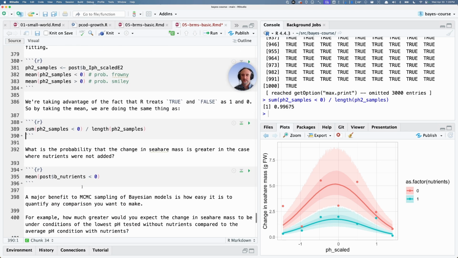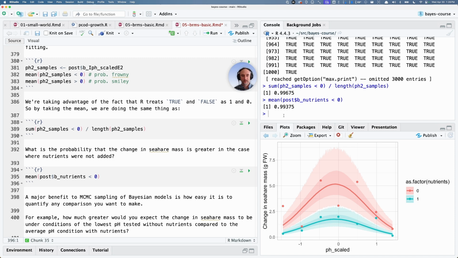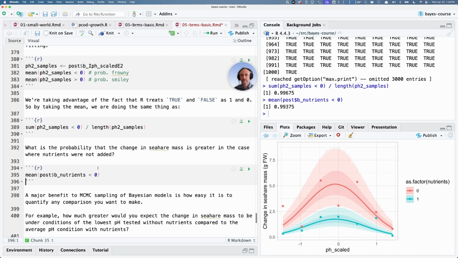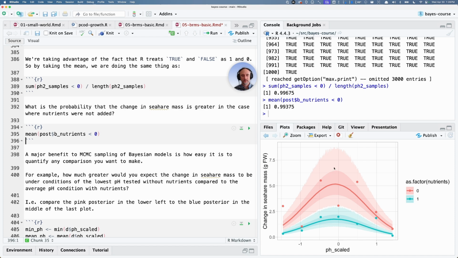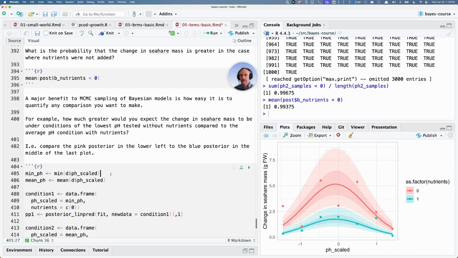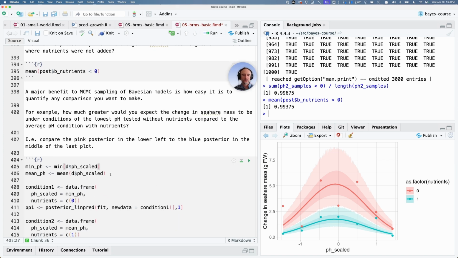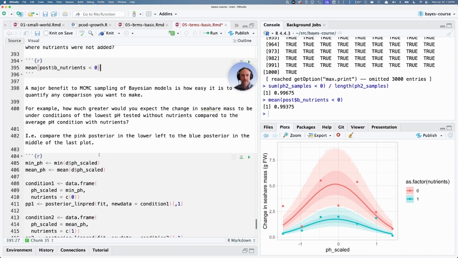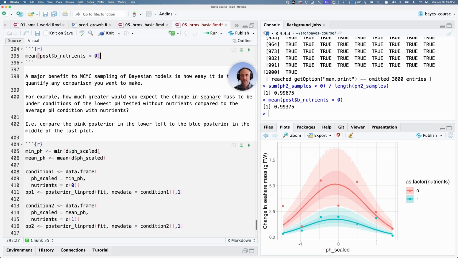So we could also ask, what's the probability that the change in sea hair mass is greater in the case where nutrients were not added? And the answer is very high probability, 0.99. So that's saying what's the probability that the red here is above the blue here. But once we have these MCMC samples, we can do lots of things with them. We're not limited by simple questions like this. We can ask more complicated questions, and we can fully quantify the uncertainty and report a probability for that comparison.